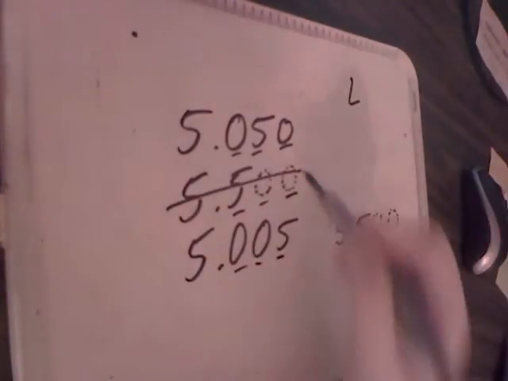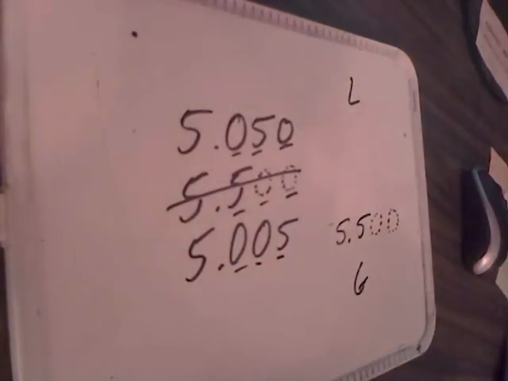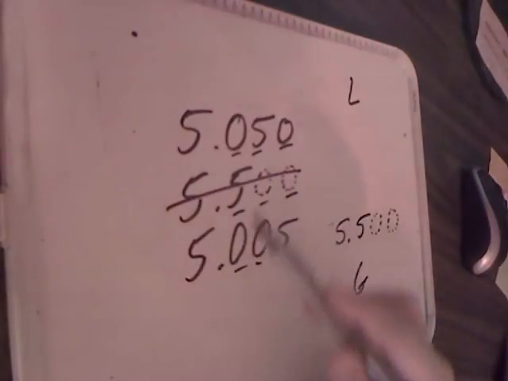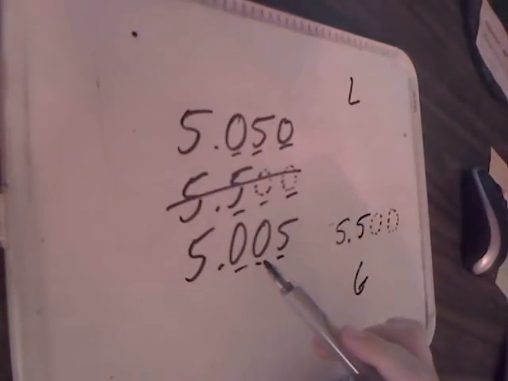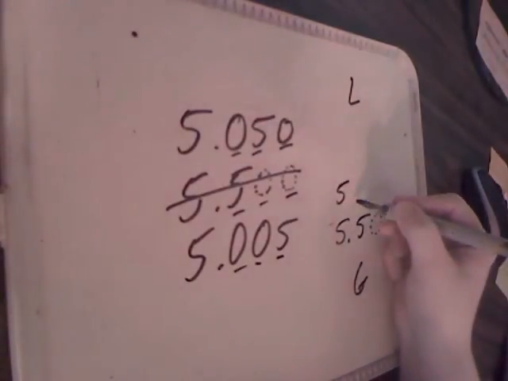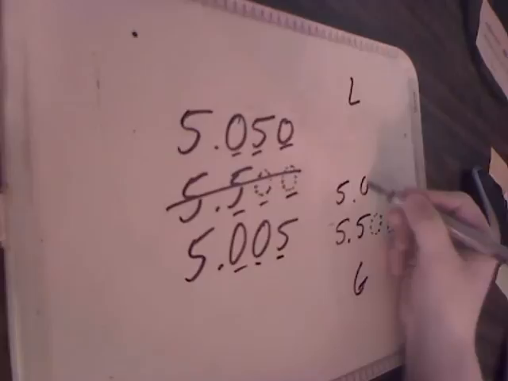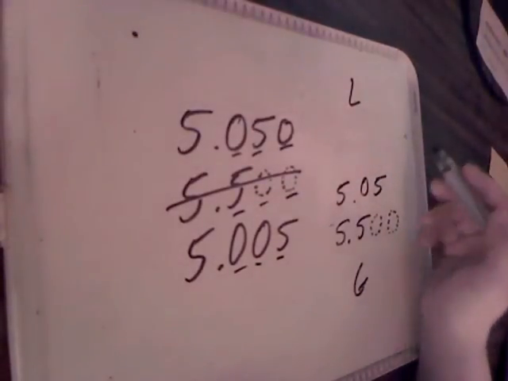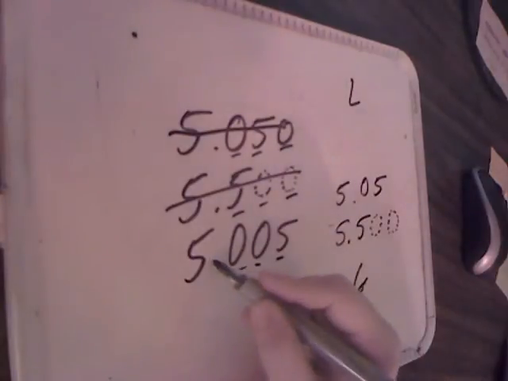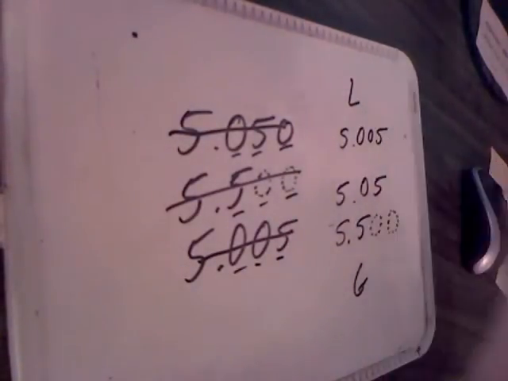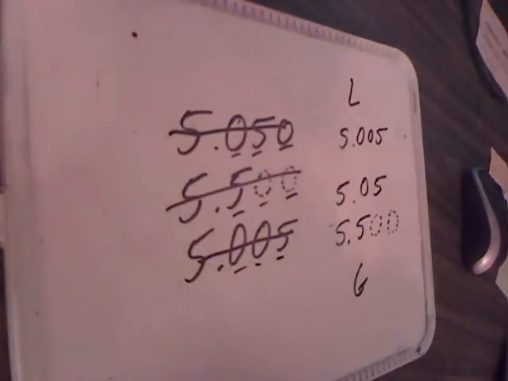So we're done with 5.5. That's the biggest. Now we want to find the second biggest. 5s are the same, zeros are the same. Let's look at the hundredths column. Now we have 5.05, and I'm going to skip the invisible 0 on that one because I don't need it. Then I'm left with 5.005, 5 and 5 thousandths, for my smallest number.